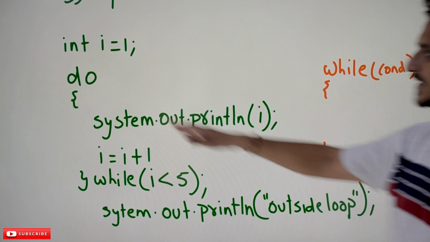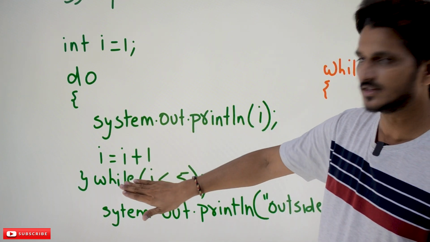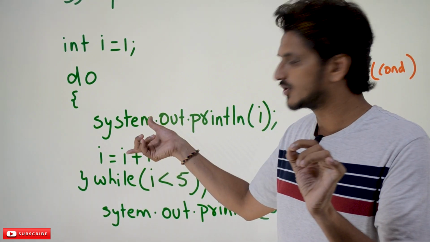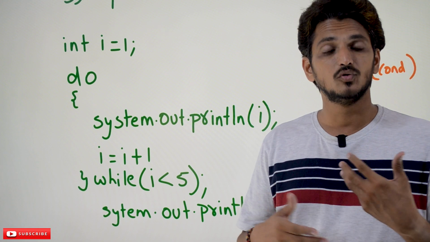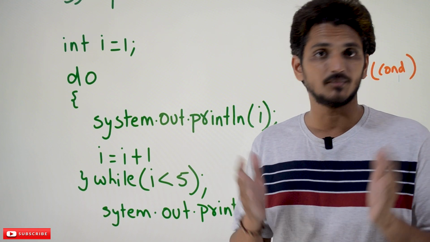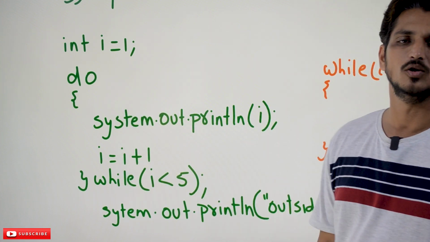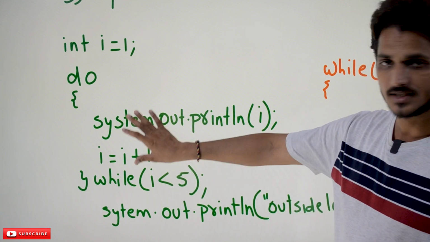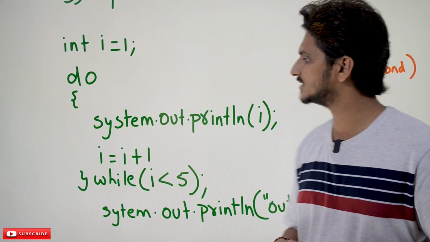But this is not the case in the do-while loop. In the do-while loop, first it will execute the body, then check the condition. That means at least one time the body of the code will be executed. So if you are in a situation to execute something at least one time, then we go with the do-while loop. The body of the do-while loop is executed at least once. That is the point you have to understand.